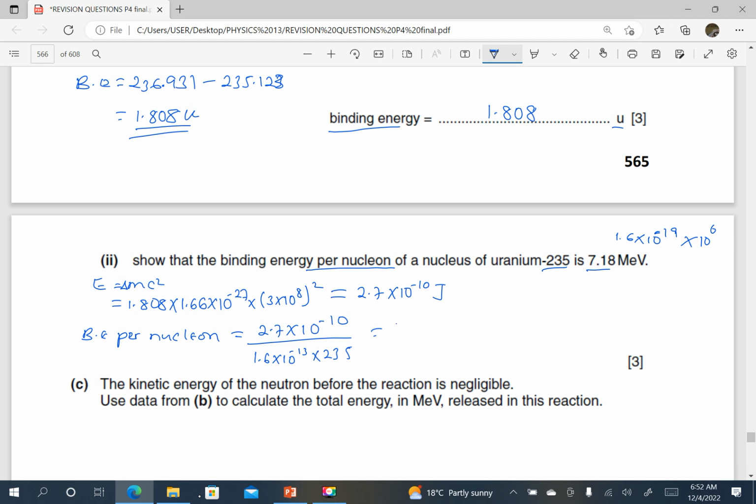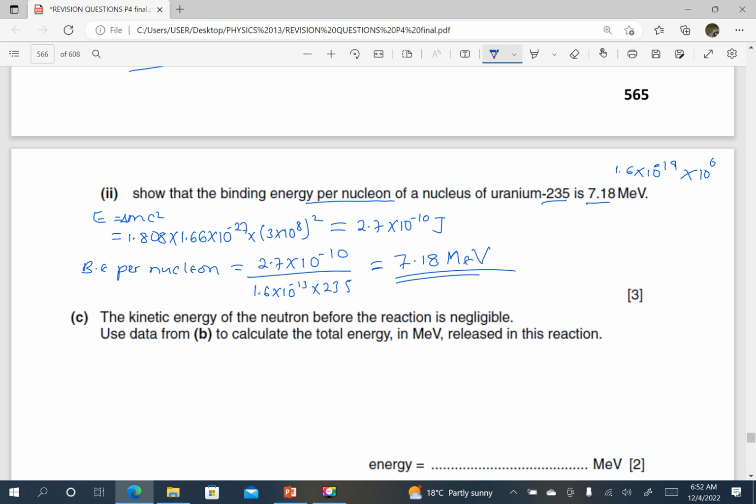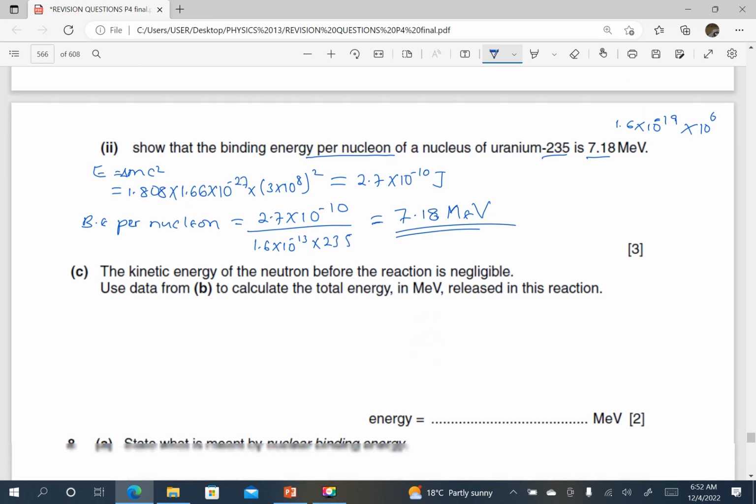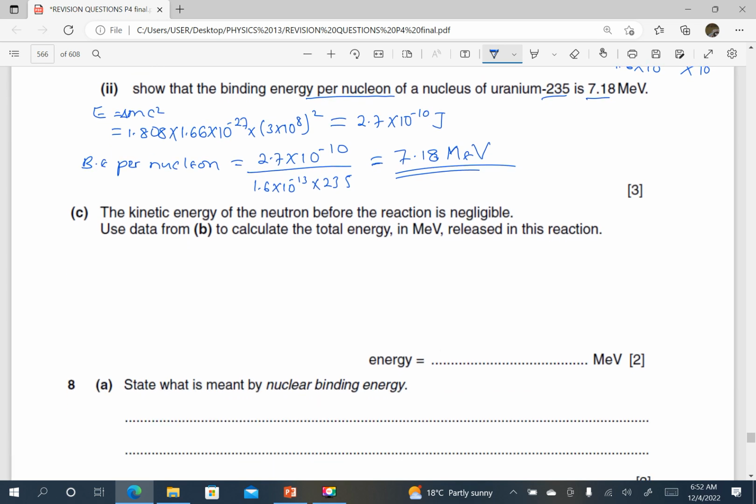So this is giving me 7.18 mega electron volts to 3 significant figures. The kinetic energy of the neutron before the reaction is negligible. Use data from B to calculate the total energy in mega electron volts released in this reaction.